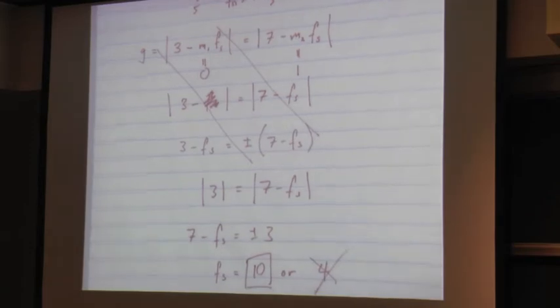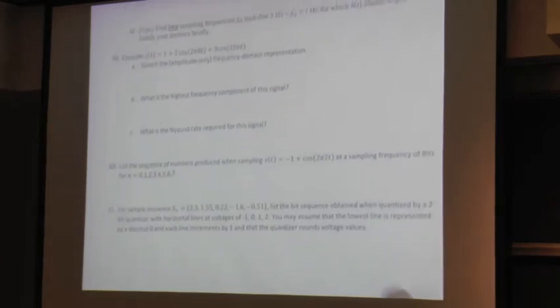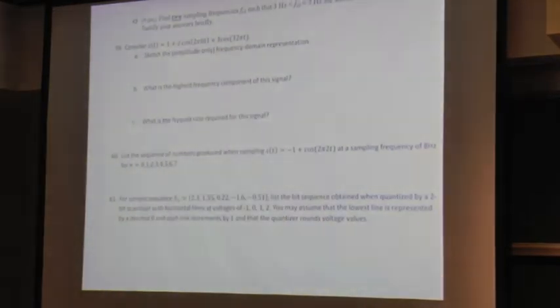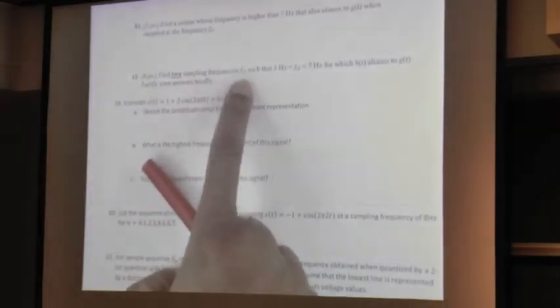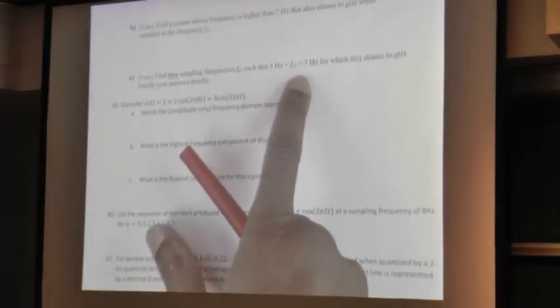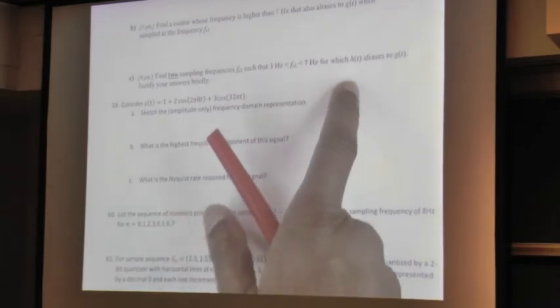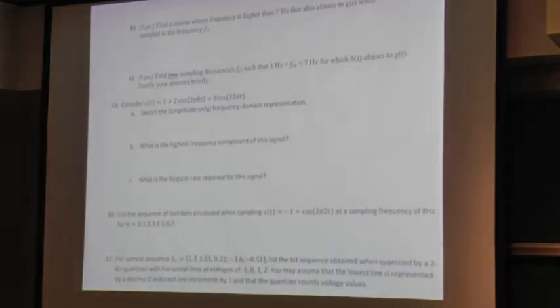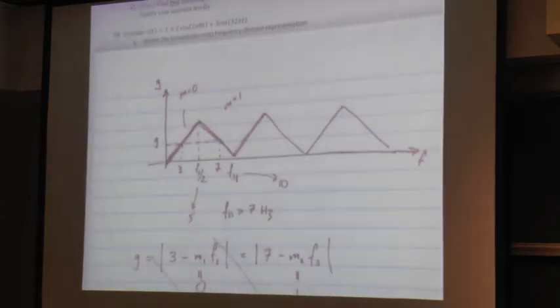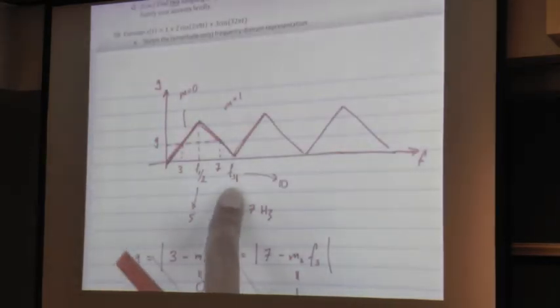Okay, are there more interesting questions here? Yeah, if we jump to part C, find two sampling frequencies, fs2, right, C right here, two sampling frequencies that are between 3 and 7, for which h of t aliases to g of t. It's the same kind of question, except now f sub s is between 3 and 7.